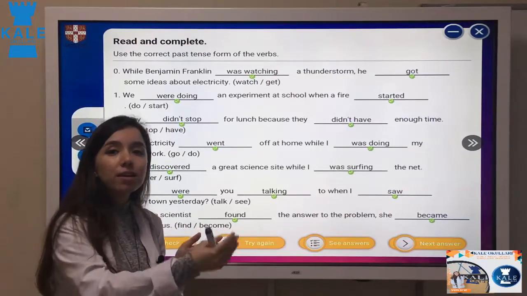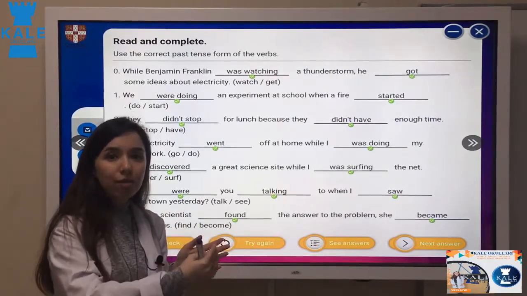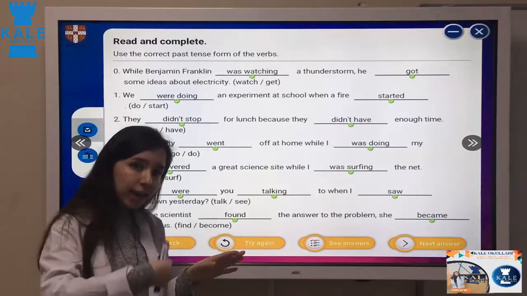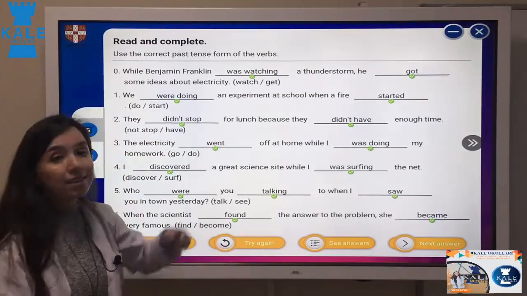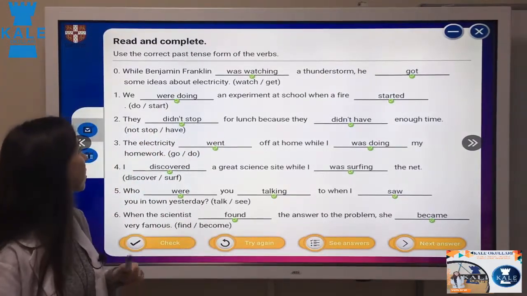For example, the fire started at lunchtime at 12 o'clock or 1 o'clock. Then it's finished. Again, we continue our experiment. Because of that, here we use past continuous.